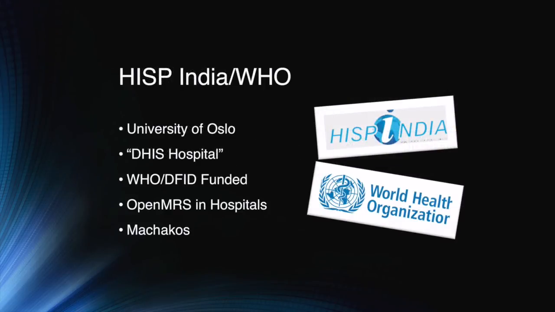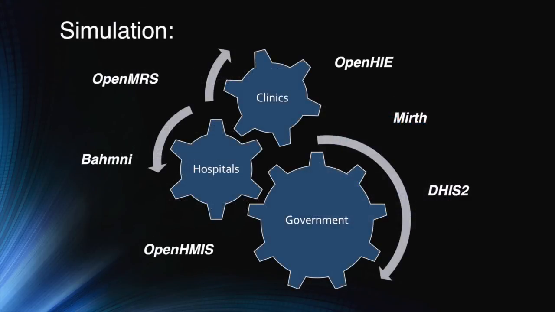And then HISP India and the WHO, so this is the project that I was just talking about, with using this OpenMRS in hospitals, building new modules. So HISP India are a software group that work mainly with the DHIS2 software, which I'll talk about in a minute, but have been rolling out OpenMRS in hospitals in India. And there's lots of these small private hospitals in India where they all want an EHR system. So they've developed these plug-in modules to make OpenMRS suitable for Indian hospitals. And that's the system that's being now adapted to be rolled out in Kenya.